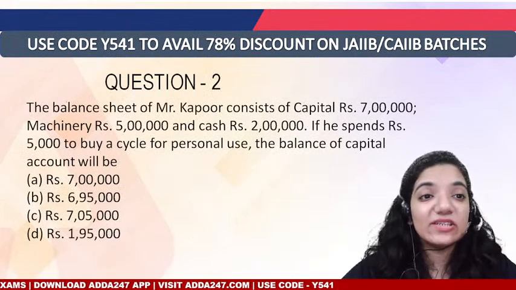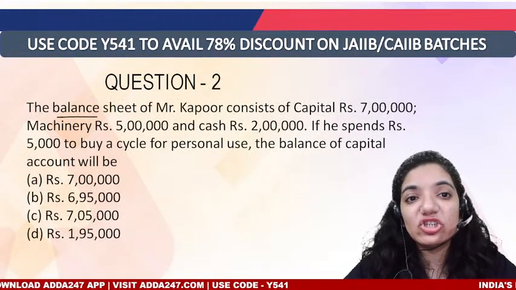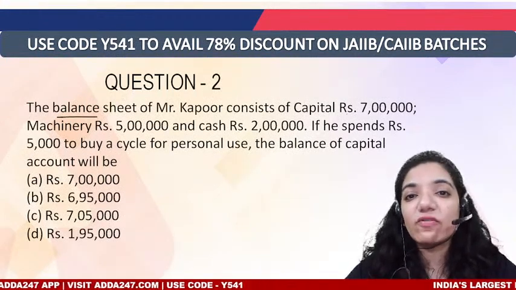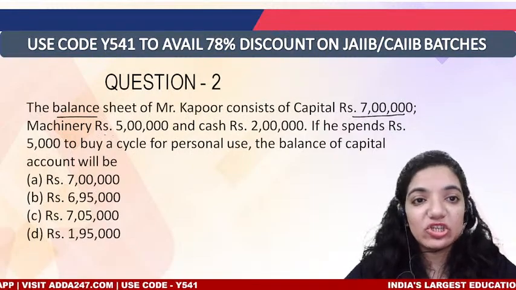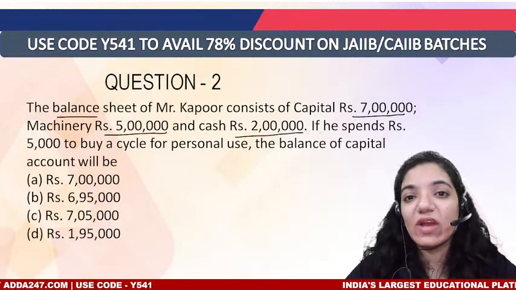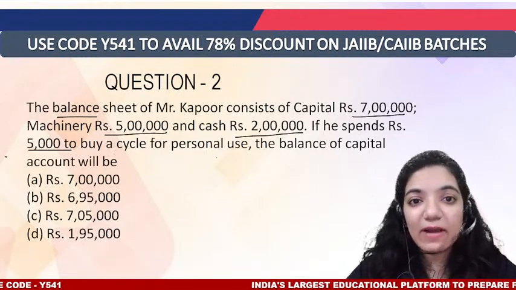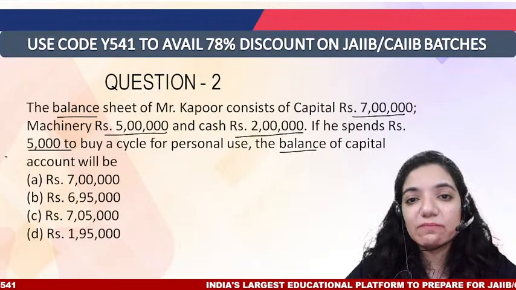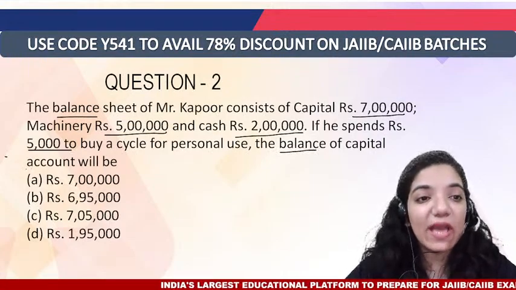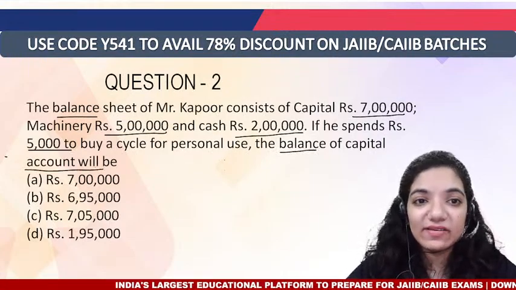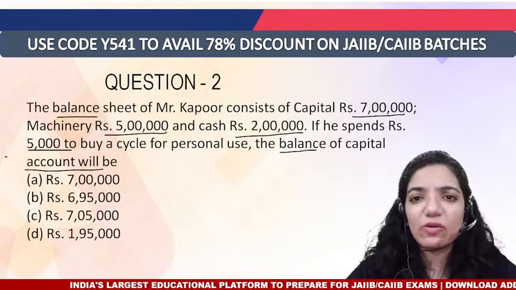Okay, now comes the next question. The balance sheet of Mr. Kapoor consists of a capital of 7 lakh, machinery of 5 lakh, and cash of 2 lakh. If he spends 5,000 to buy a bicycle for personal use, the balance sheet of the capital account will be. Now, this is more or less like the accounting equation.